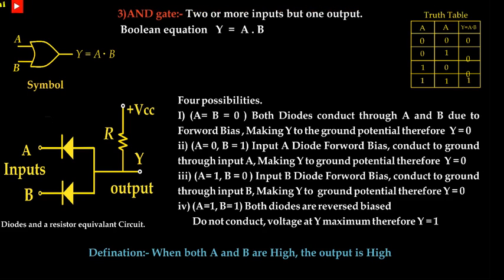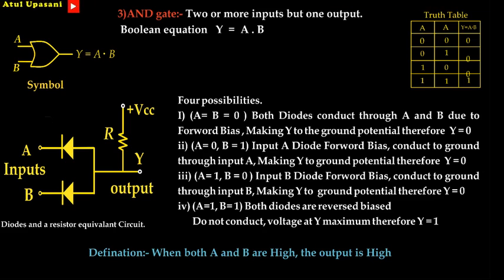From the circuit you can see there are two diodes connected to inputs A and B. Their anodes are common and the output is taken across the anode and the ground. There are two inputs and there will be four possibilities. If A equal to B equal to 0, both the diodes conduct through A and B due to forward bias, and due to which all the current from the power supply will move towards ground. So there is no current at the output, so the output voltage will be 0.